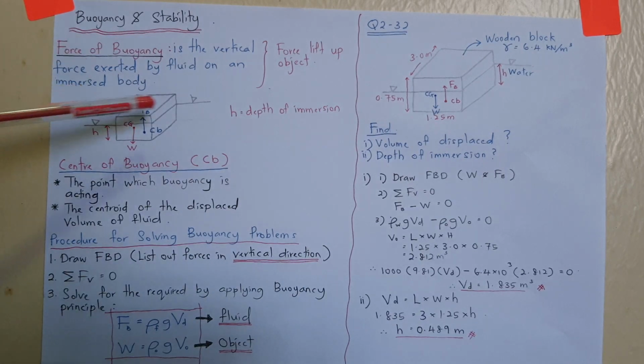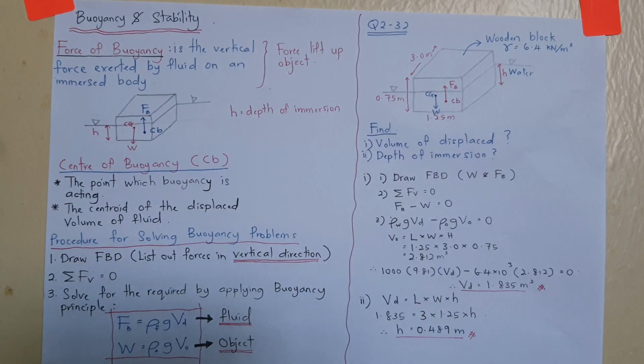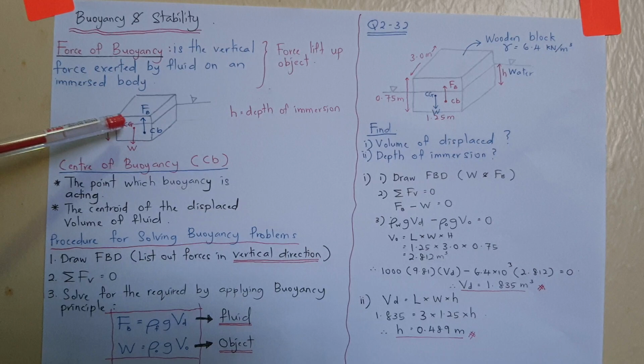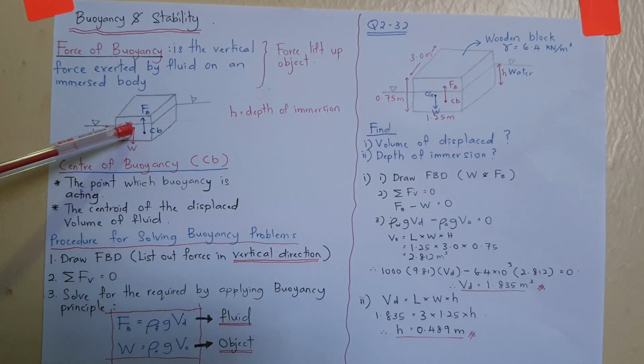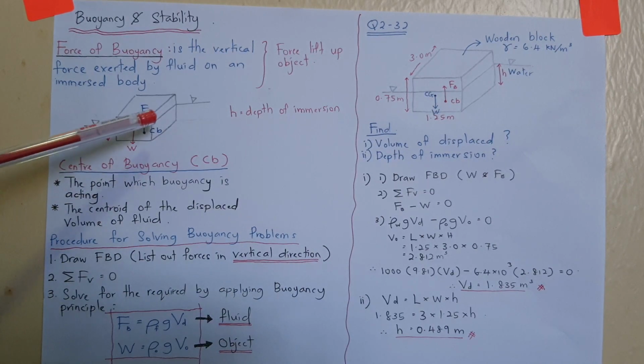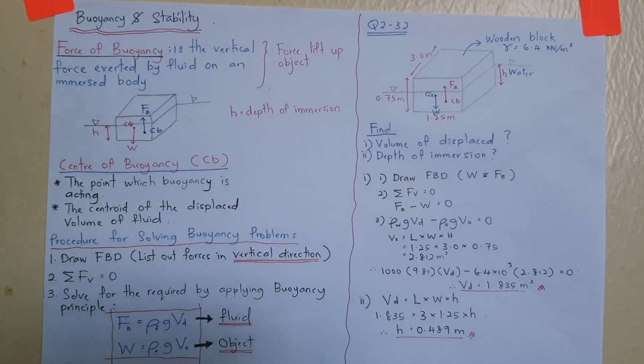Okay, let's say we have an object in water. So this is the object. It's a cuboid, floating in the water. Here we only have two forces: the weight of the object downwards and force of buoyancy upwards.